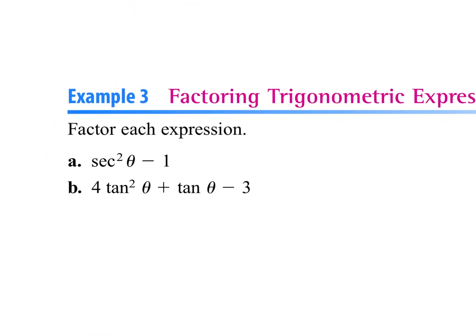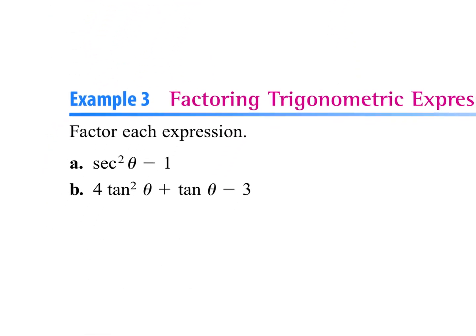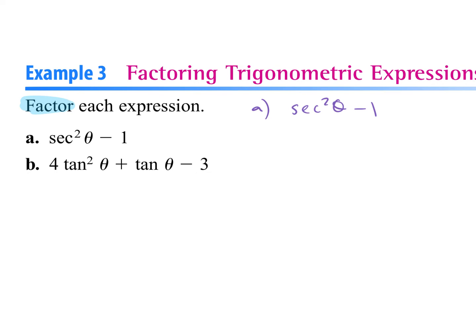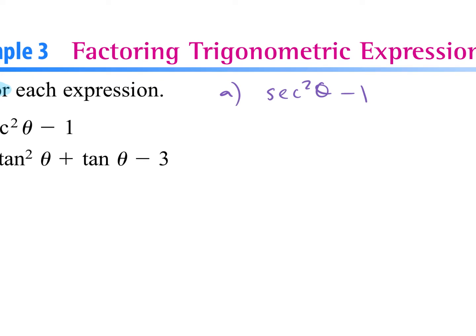Let's look at example 3. So example 3 tells us we are going to factor each expression. So for A, I have secant squared theta minus 1. Now there's no difference that it says theta or x like it did in the last one where we had sine x. It's just a variable, so the secant is the important part. So let's think about this in algebra terms. If I replace secant with x, I would have x squared minus 1. How can I factor x squared minus 1?